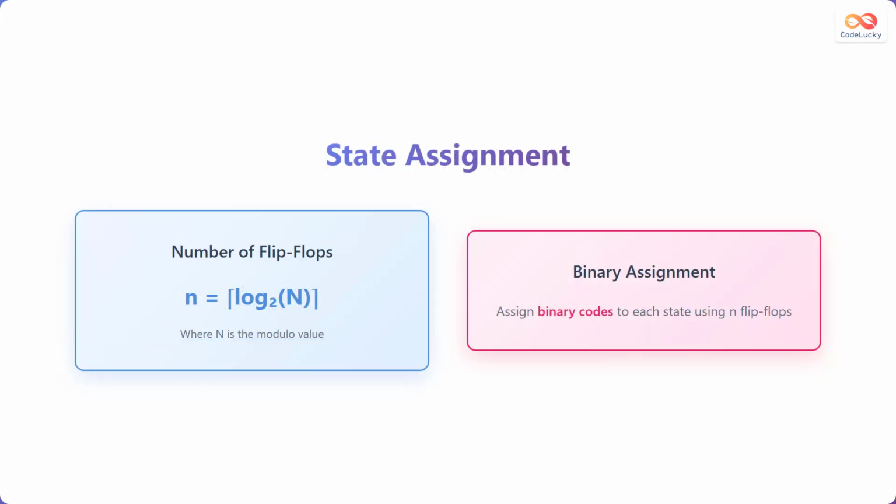The next step is state assignment. We need to determine the number of flip-flops required using the formula n equals ceiling of log base 2 of N, where N is the modulo value. Then we assign binary codes to each state using the determined number of flip-flops.